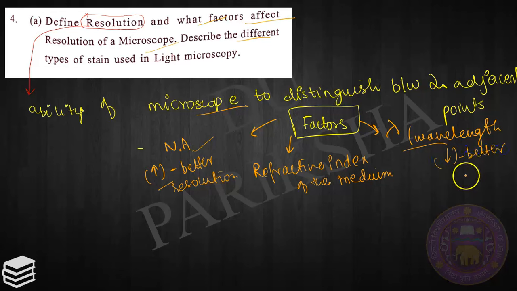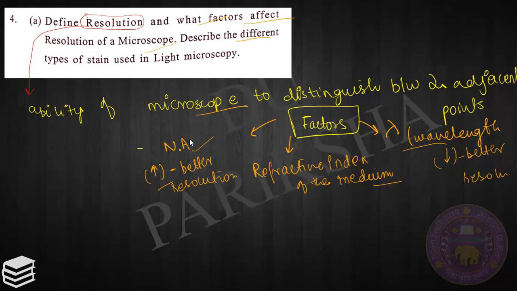Then we have the refractive index of the medium. Immersion oils have a higher refractive index than air. That reduces what? Light scattering, or increases the resolution.